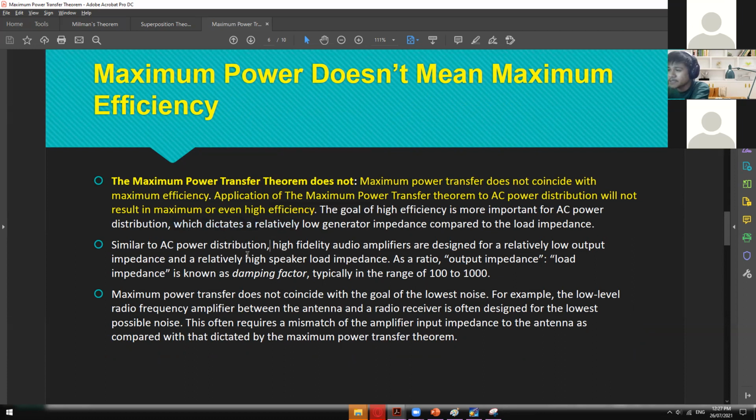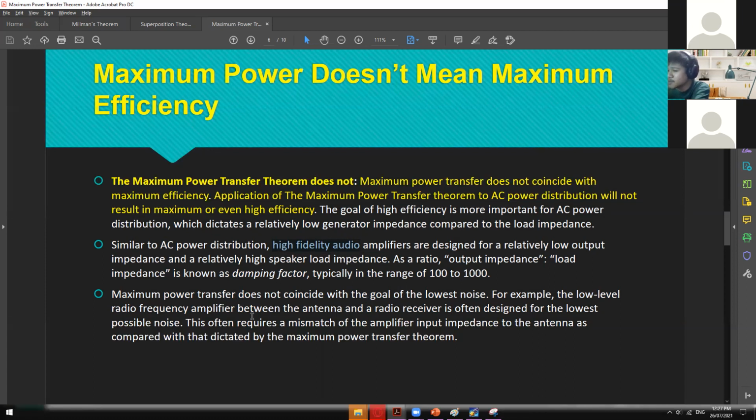Okay, so similar to AC power distribution, high fidelity audio amplifiers are designed for a relatively low output impedance and a relatively high speaker load impedance. So as a ratio, output impedance or load impedance is known as damping factor, typically in the range of 100 to 1000. Okay. So maximum power transfer does not coincide with the goal of the lowest noise.